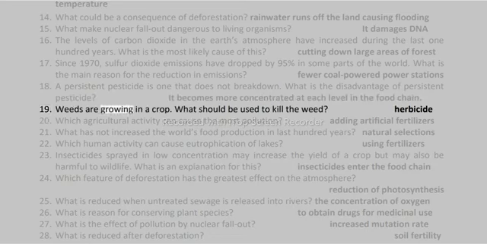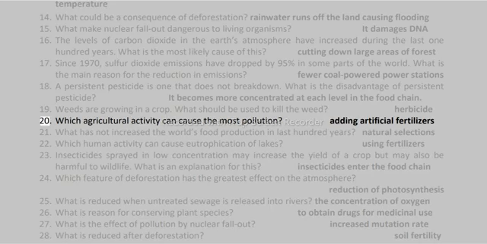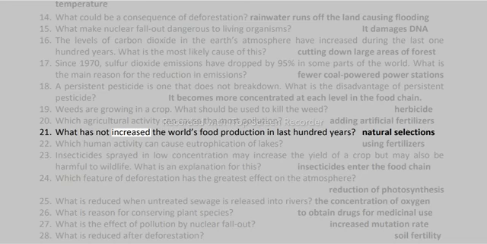19. Weeds are growing in a crop. What should be used to kill the weed? Herbicide. 20. Which agricultural activity can cause the most pollution? Adding artificial fertilizers. 21. What has not increased the world's food production in the last 100 years? Natural selection.